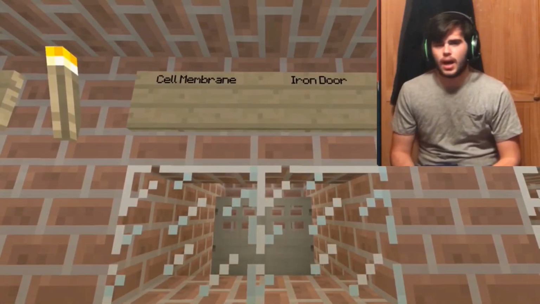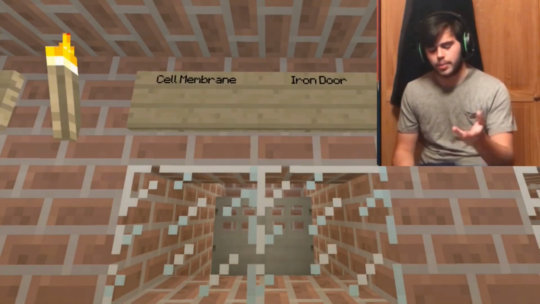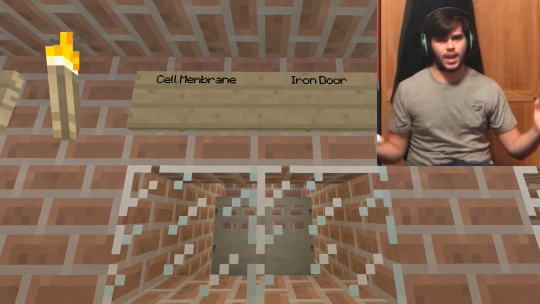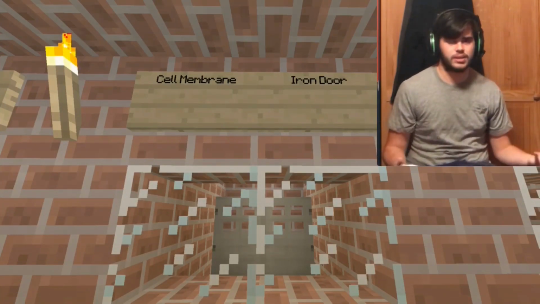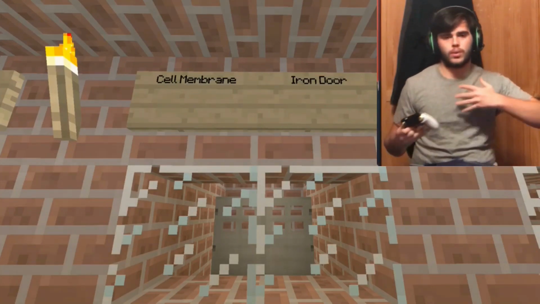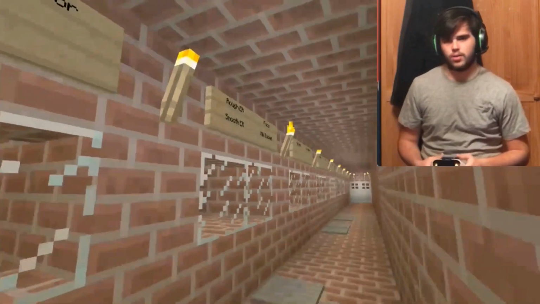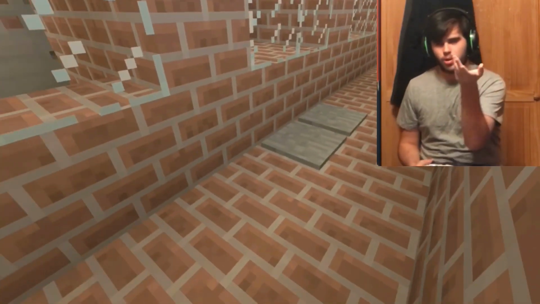The cell membrane, I compared to an iron door, mainly because it holds the cytoplasm and everything that is inside of a cell, and it chooses what it would like to send out or come in, kind of like using redstone or a pressure plate.